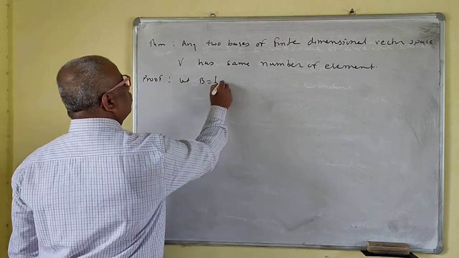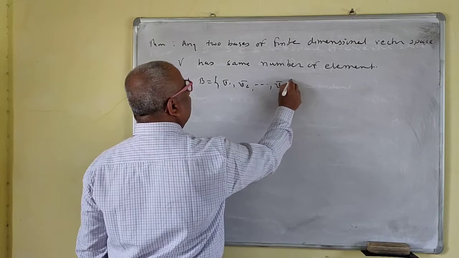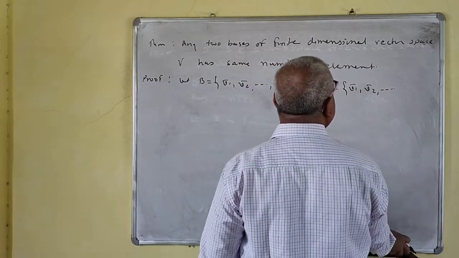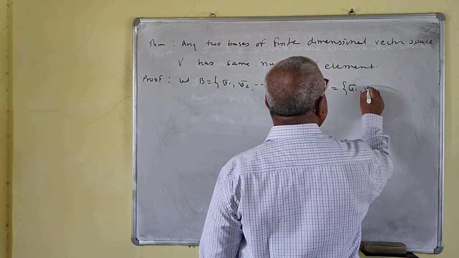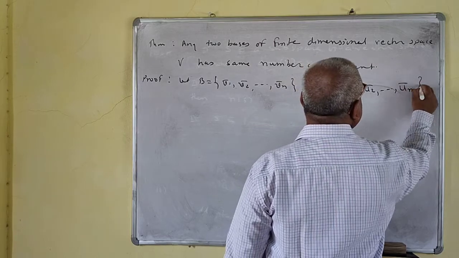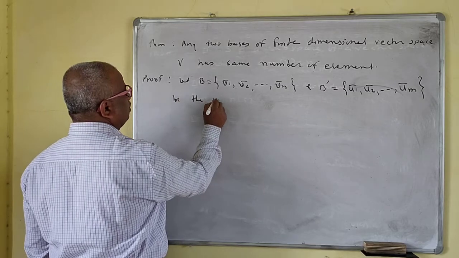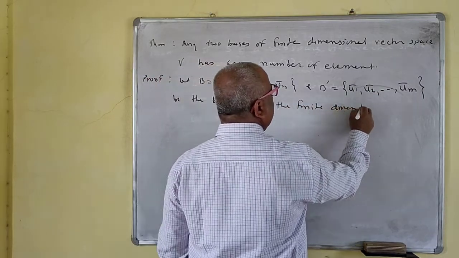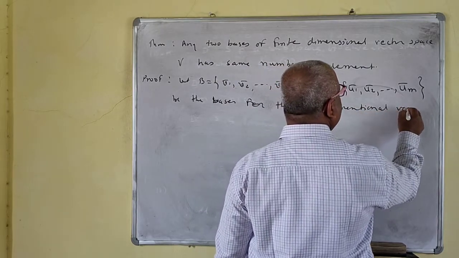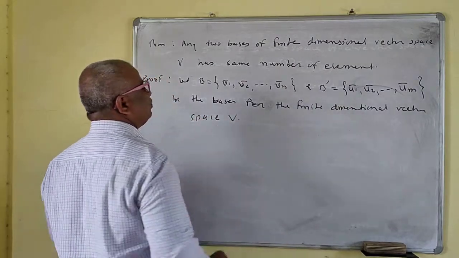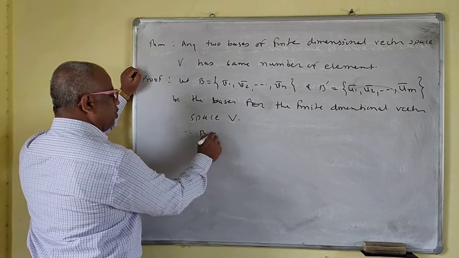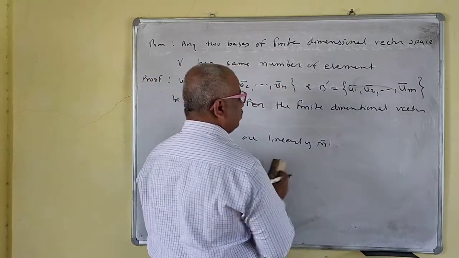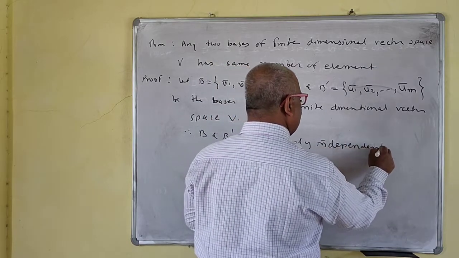Let B is equal to v1 bar, v2 bar, ..., vn bar, and B prime is equal to u1 bar, u2 bar, ..., um bar, be the bases for the finite dimensional vector space V. Therefore B and B prime are linearly independent.